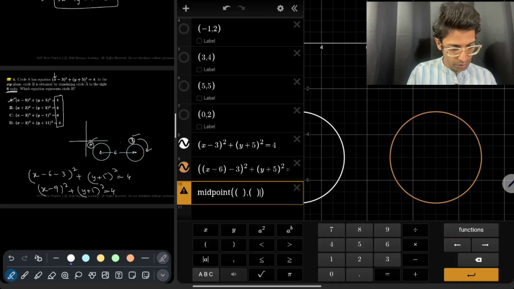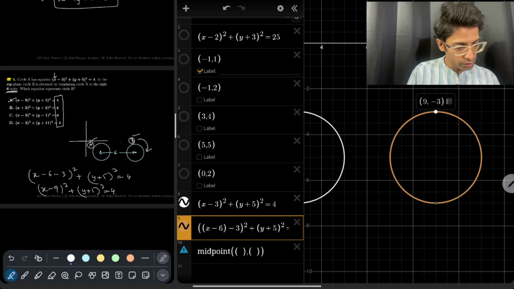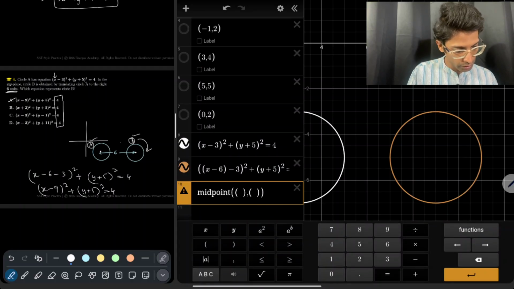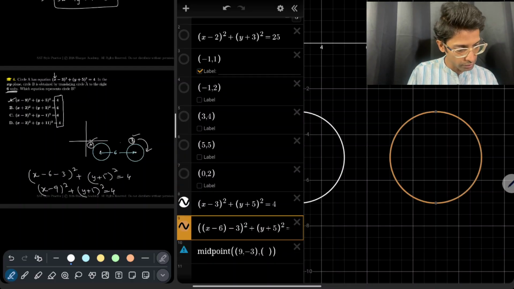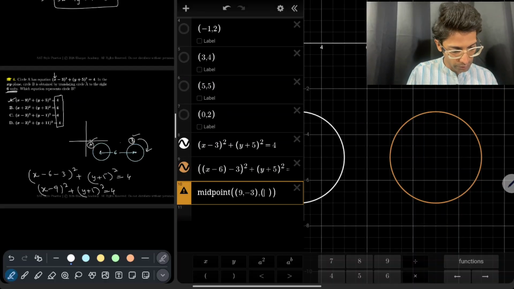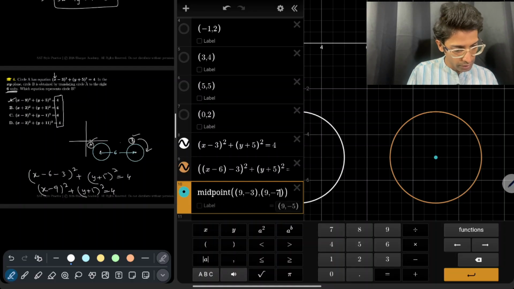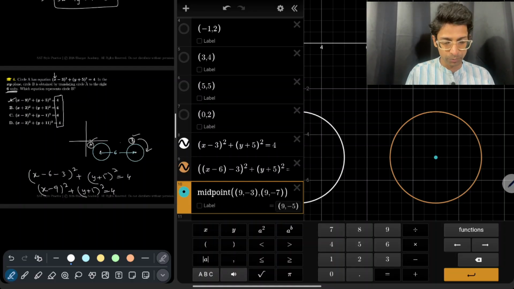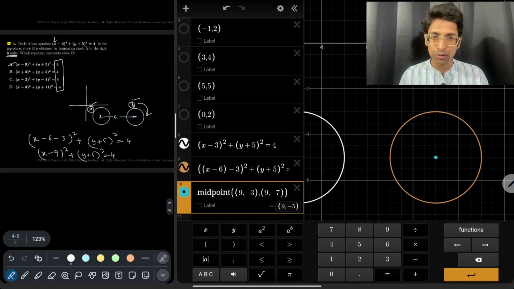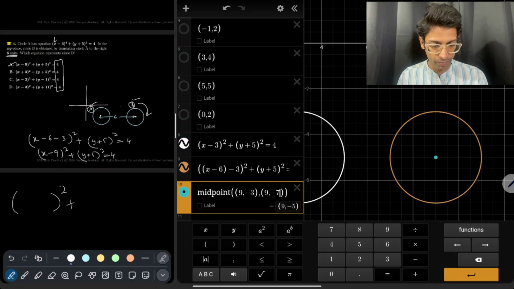First you write down the template. What are the 2 points? One point is (9, -3). The other point is (9, -7). So (9, -5) is the midpoint. Since you know the midpoint, now you can directly write the equation of the circle.